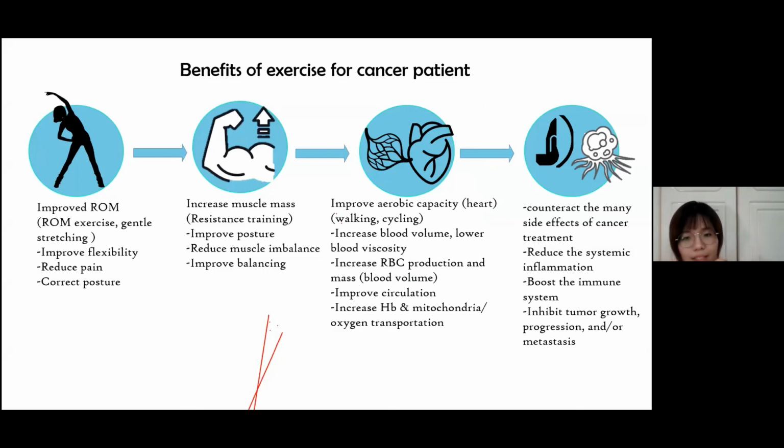And for aerobic exercise, we need to improve their heart function, particularly with walking and cycling. It increases blood volume and lowers blood viscosity, increases RBC production and mass so as to reduce the risk of anemia, improves circulation, and increases hemoglobin and mitochondrial oxygen transportation. All these increases in aerobic capacity can help to fight the cancer, reduce the side effects of cancer treatments, reduce systemic inflammation, boost the immune system, and inhibit tumor growth.